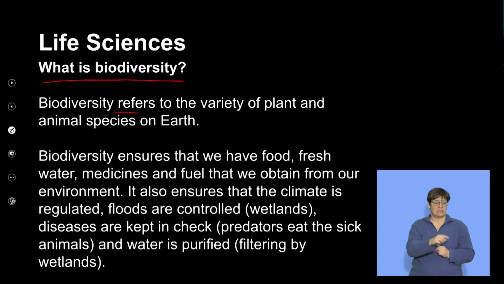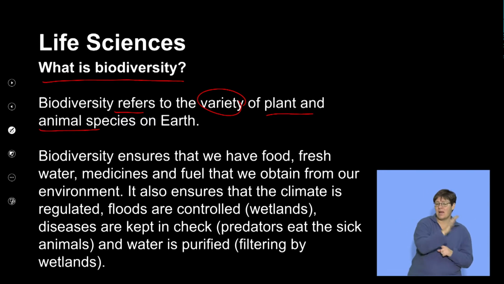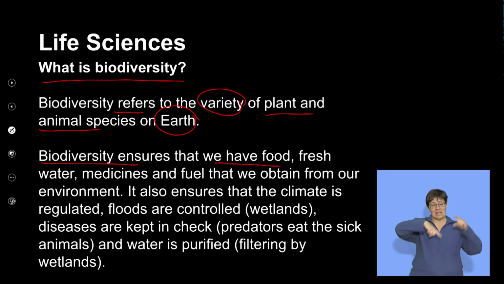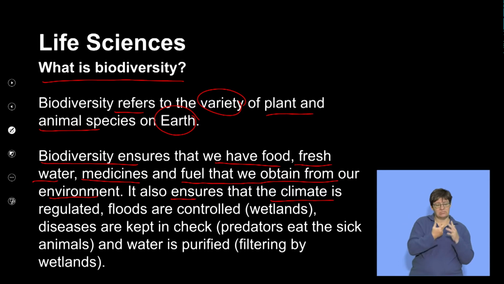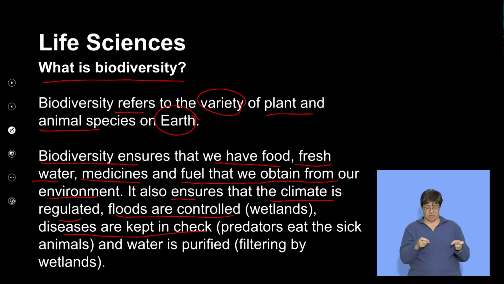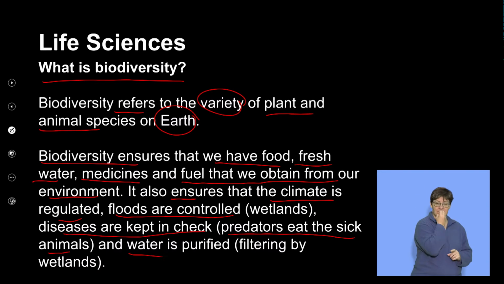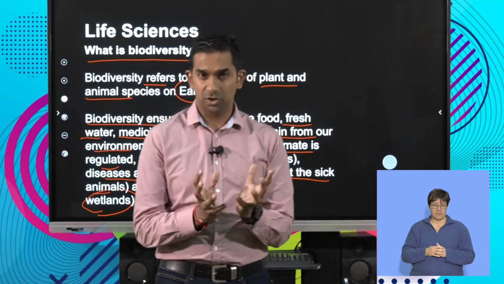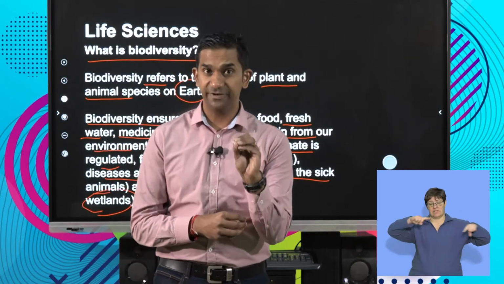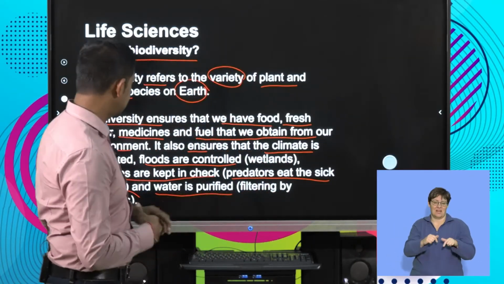So, as a recap, what is biodiversity? As I mentioned, it refers to the variety of plant and animal species on Earth, and we know that biodiversity ensures that we have food, fresh water, medicines, and fuel that we can obtain from the environment. It also ensures that the climate is regulated, floods are controlled through our wetlands, and diseases are kept in check through predators eating sick and decaying animals, as well as water being purified and filtered in our wetlands. So guys, it's important that we consider the complexity of biodiversity as a key factor in maintaining and sustaining life on Earth.